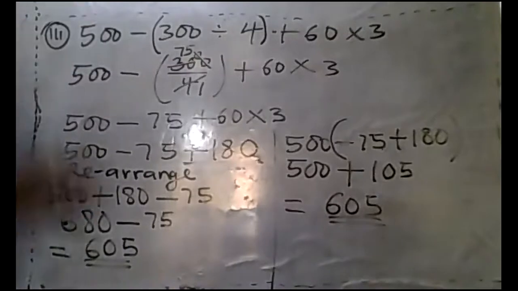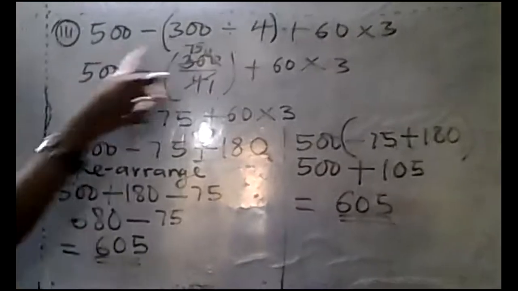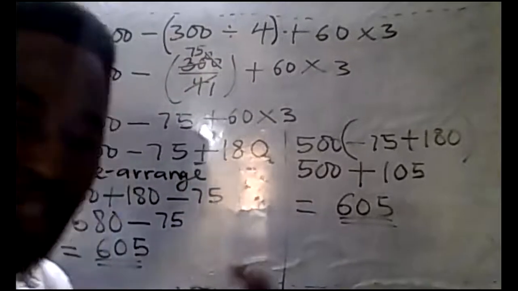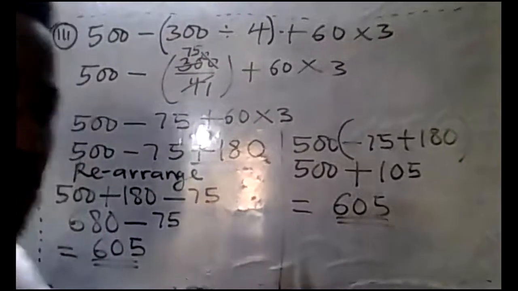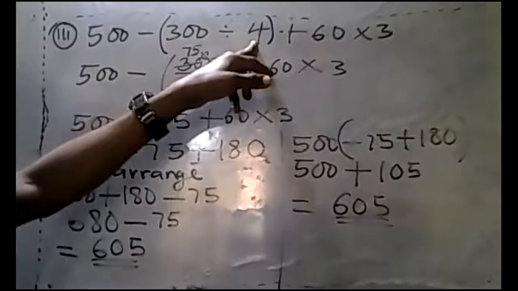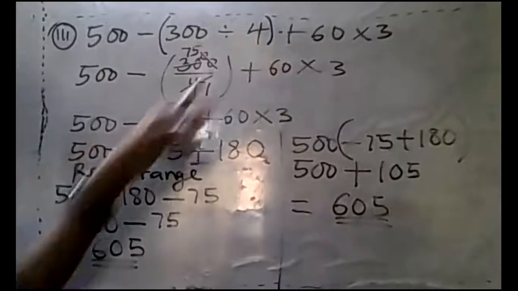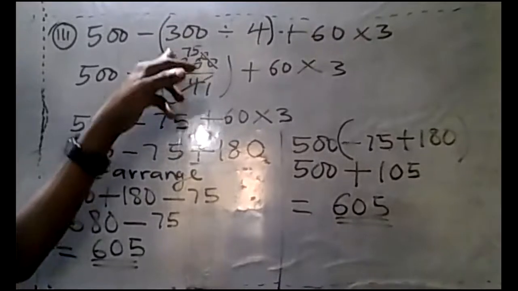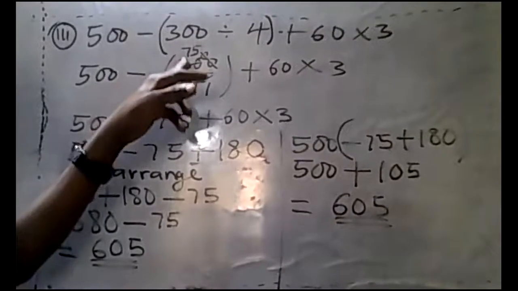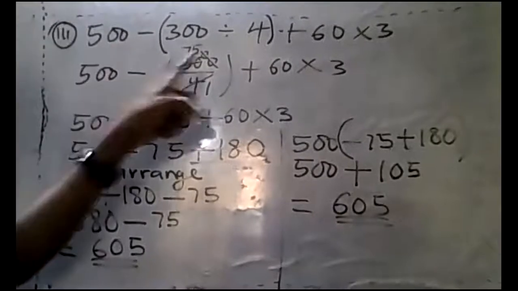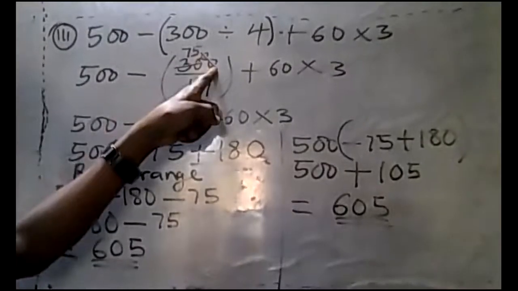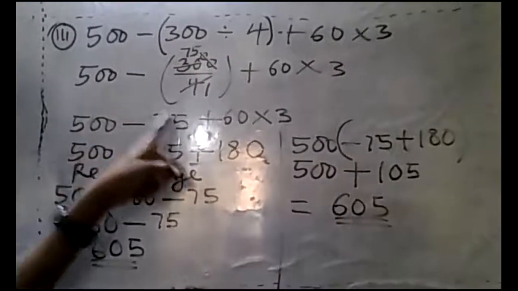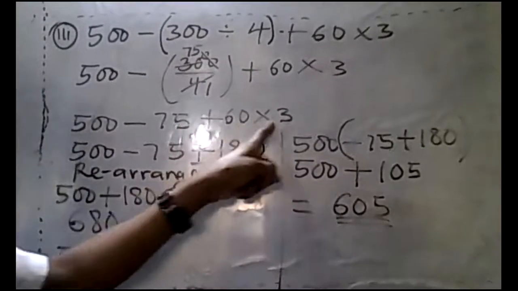Let me take you over again. Following our BODMAS, bracket, division, multiplication, addition, and subtraction, we're supposed to do division first. 300 divided by 4 is 75. 4 in 30, 7. 4 times 7, 28. So take 28 away from 30. Remember 2. Put that 2 here. 2 and 0 is 20. 4 in 20 is 5, so 75. So you have 500 minus 75 plus 60 times 3.